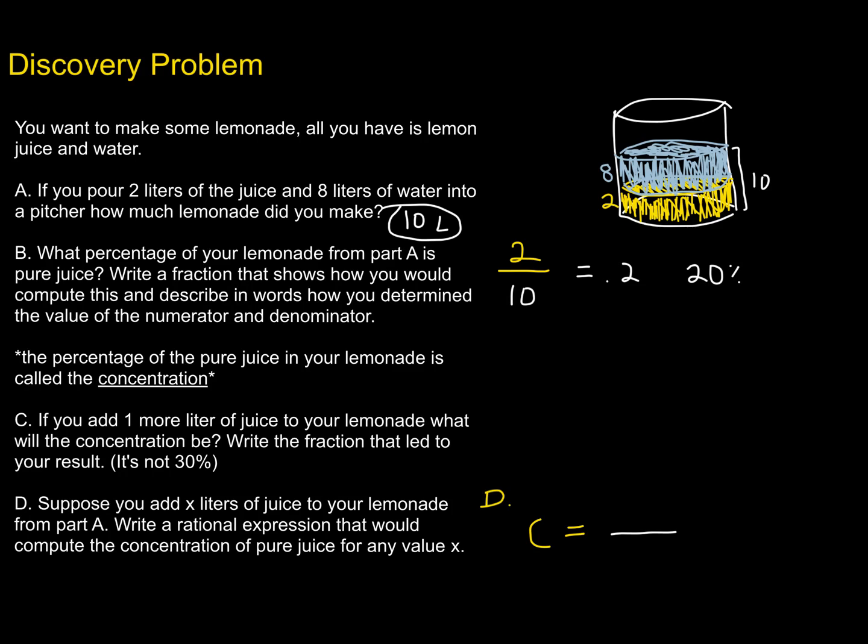Now this is what we call the concentration. So if I were asked, what is the concentration of pure juice in your 10 liters of lemonade, you would say that it's 20%.